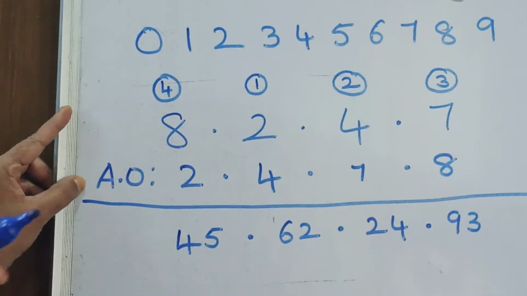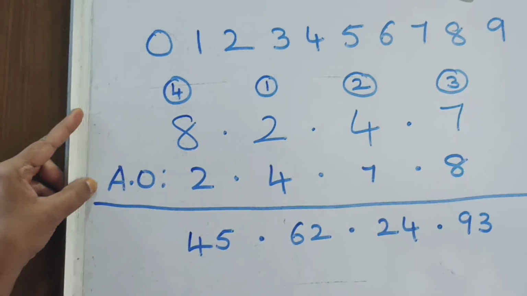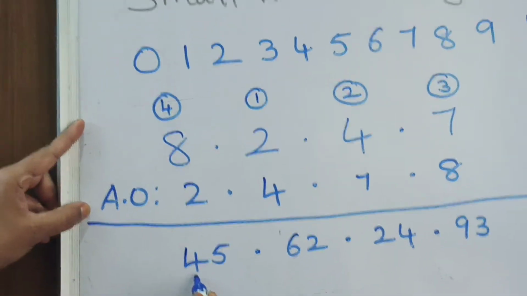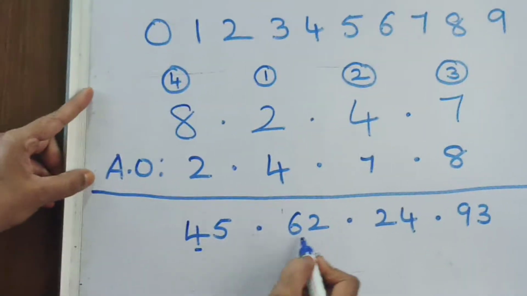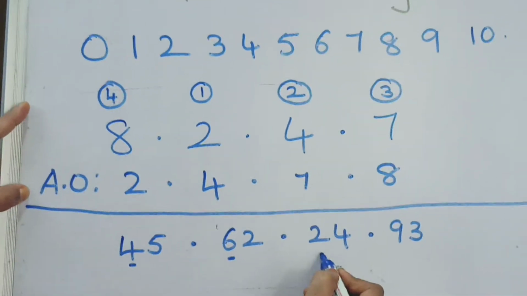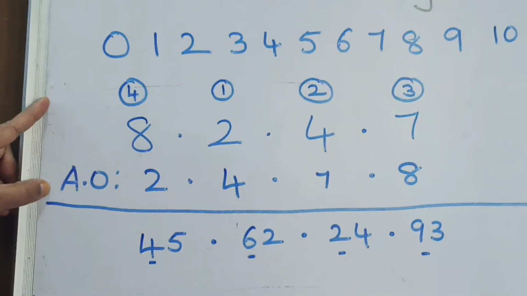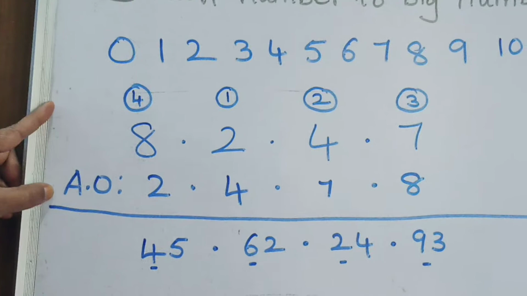Underline the first number and compare the first numbers. So here also you can do the same thing. See here, underline the first number: 4, 6, 2, 9. Is it clear, children? See how you are underlining for comparisons.